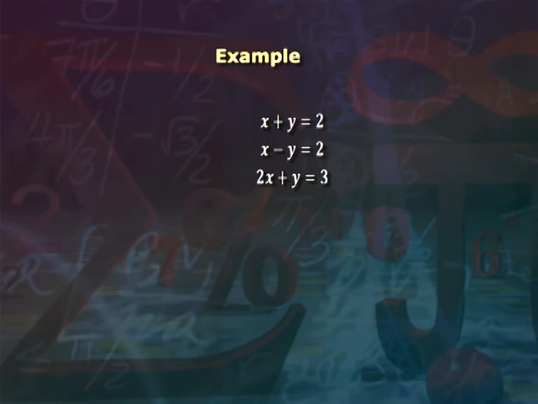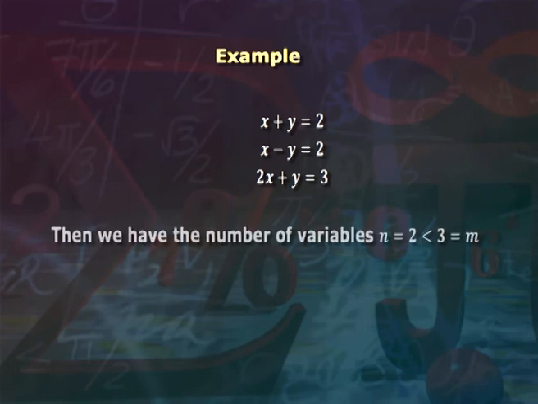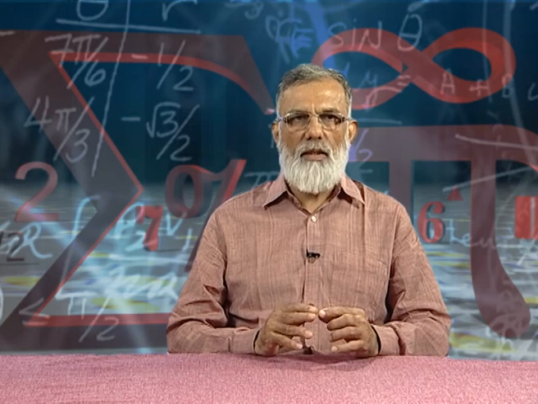Example, suppose x plus y equal to 2, x minus y equal to 2 and 2x plus y equal to 3. Then we have the number of variables n equal to 2, which is strictly less than 3, which is equal to m, the number of equations. One immediately observes that the first two equations give unique solution as x equal to 2 and y equal to 0. But these values do not satisfy the third equation. Hence, the system is inconsistent.